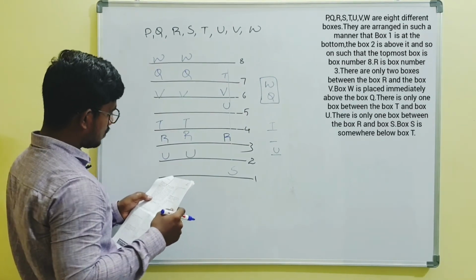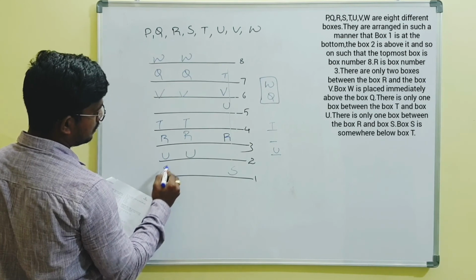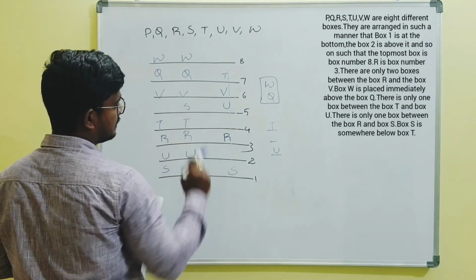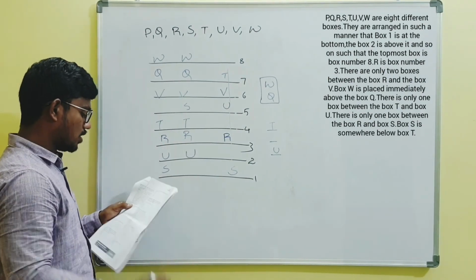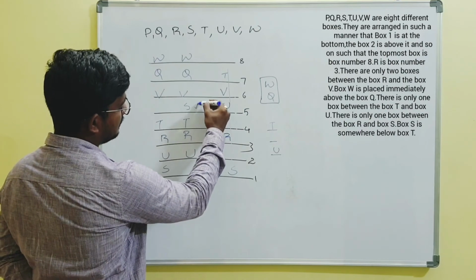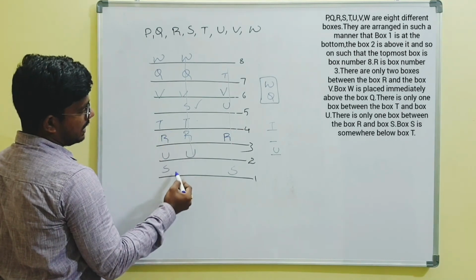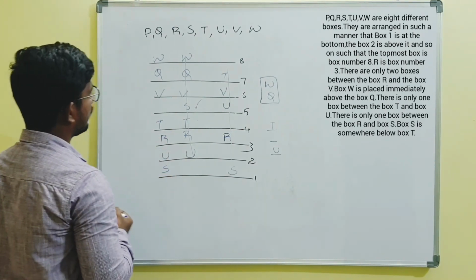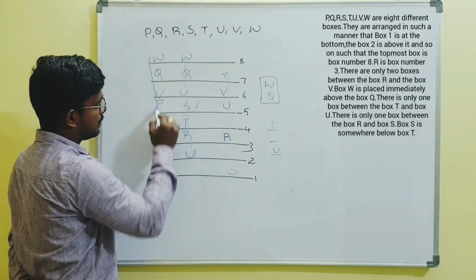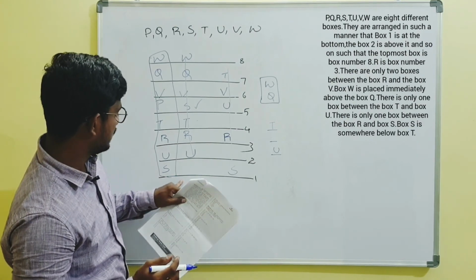And there is only one box between box R and S. So I place S here and S here. See, in the first case I have taken S in the downward direction, in the second case I have taken S in the upward direction. Box S is somewhere below box T. So in this case, S is above T, so this case is not valid. Here T is above S, so this case is verified. So our answer is C. There is only P remaining. So if I place P here, we obtain our seating arrangement.